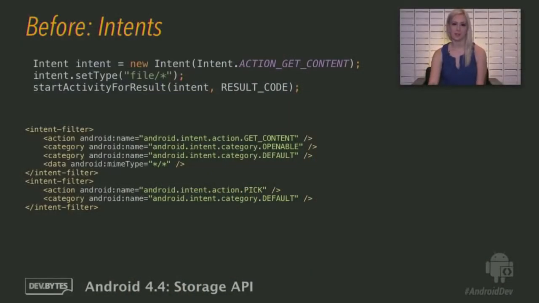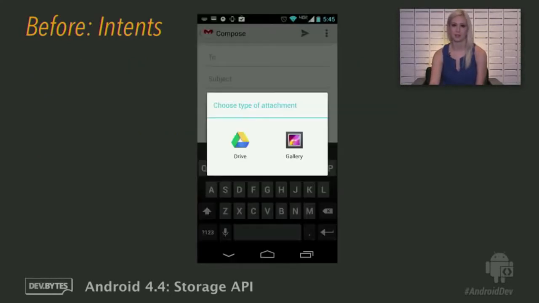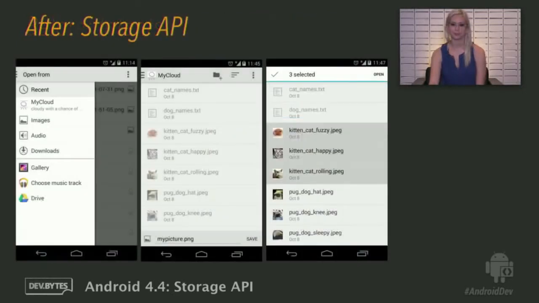So let's get started. Before KitKat, you may have seen or implemented something like this. You had action get content or action pick, and you declared one or more intent filters in an activity in your manifest. And this is what it looked like. You would pick one app and you would get one file back in your original application.